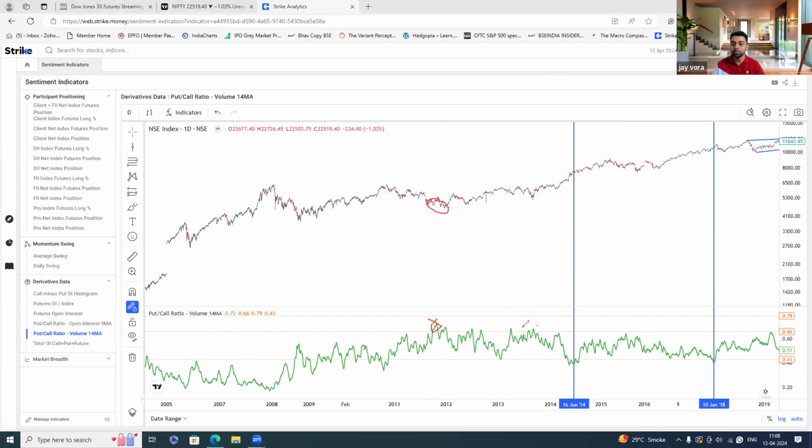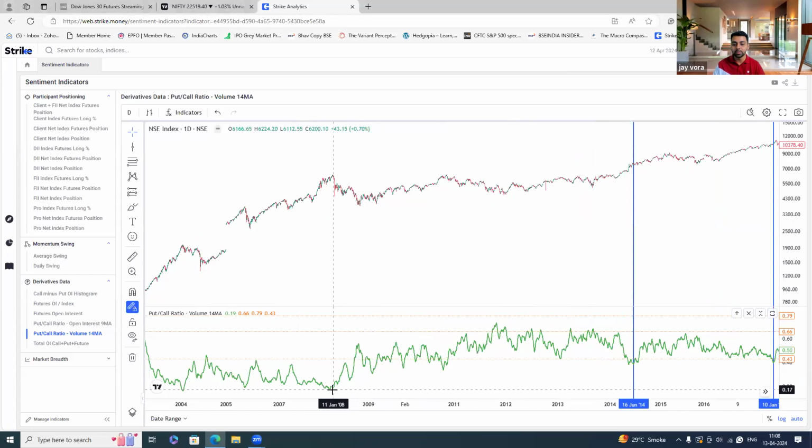Okay, like you see somewhere over here. So that's where it ends up giving you a signal. And see, in 2008, I mean, there used to be crazy level of speculation on the upside, and that's where you had seen this ratio even going to 0.14 or so.